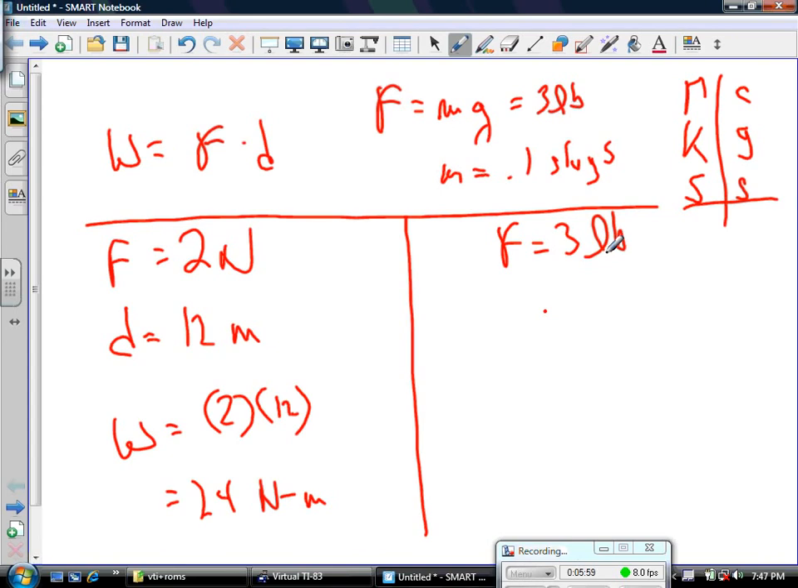All right, so just realize units. Be careful with the units, okay? All right, so say the book weighs 3 pounds, and I'm lifting it 4 feet off the ground.